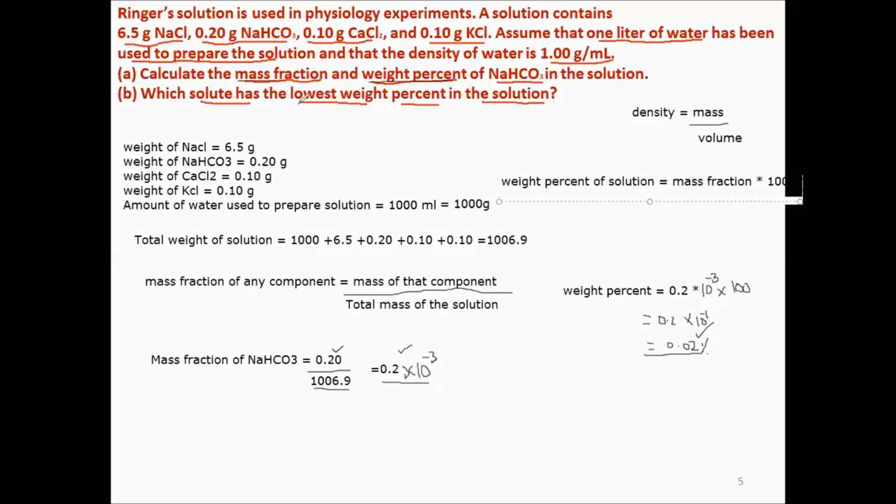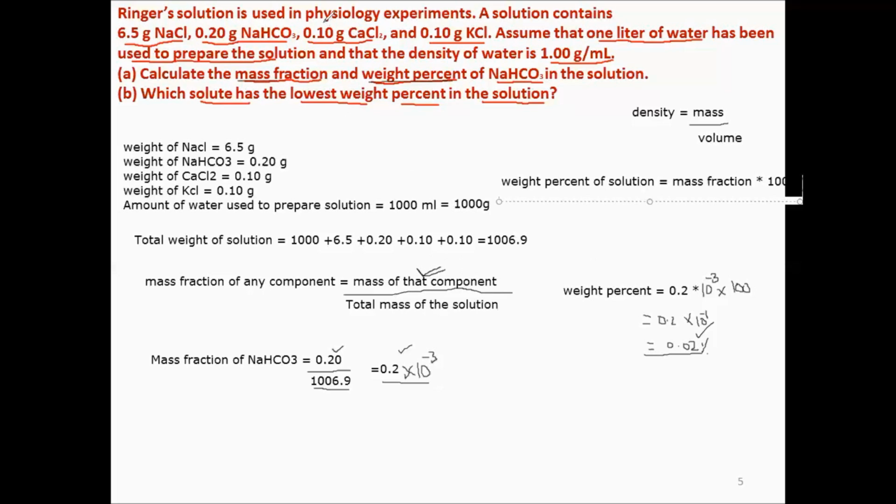Now let us see part B. Which solute has the lowest weight percent in the solution? Now the weight of solution is the same for all the solutes. So the solute which has the lowest weight will have the lowest weight percent, because weight percent depends upon mass fraction. Mass fraction is proportional to the mass of that component. So we can say weight percent is proportional to the mass of the component.